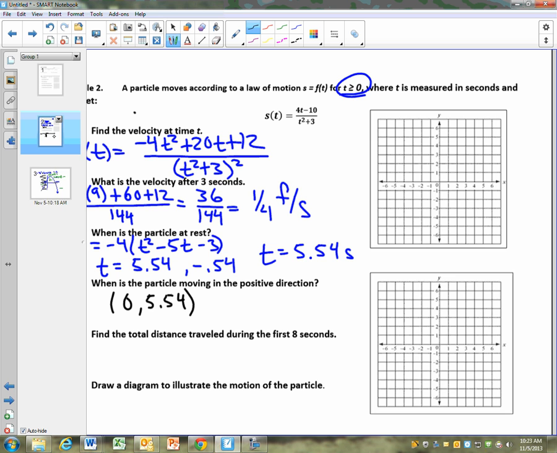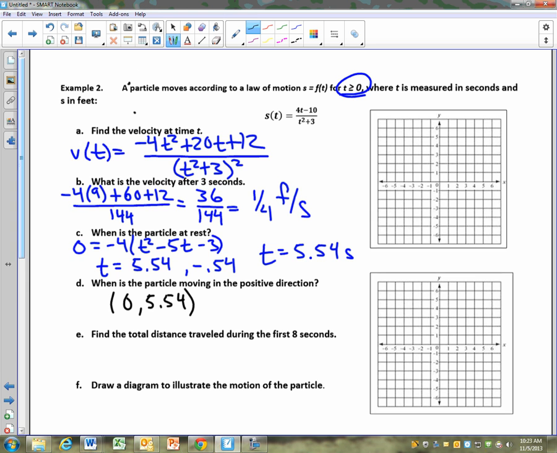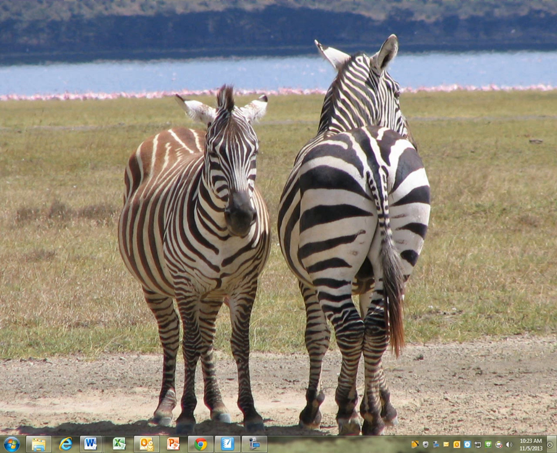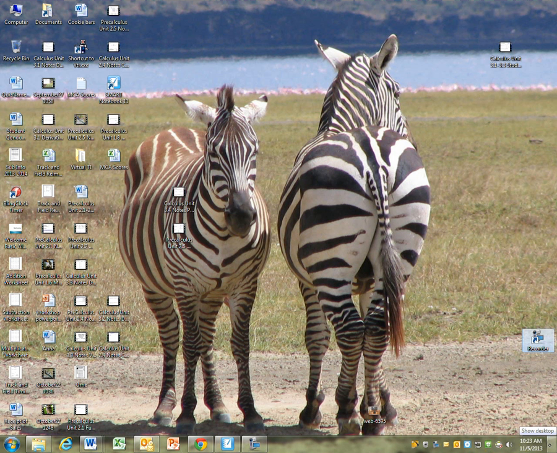Now we have to figure out what's next. What do we have to figure out now? What our position is at time 5.54. So, we could have done this right away.